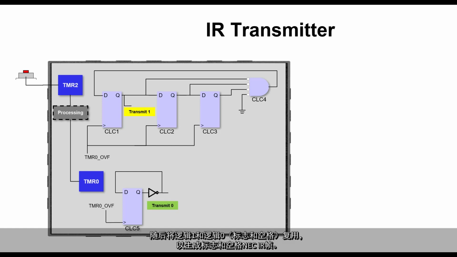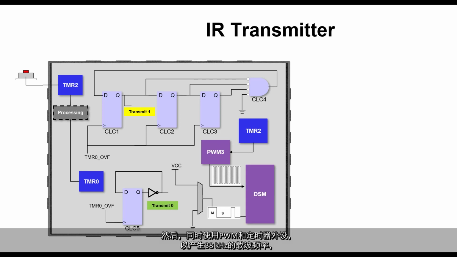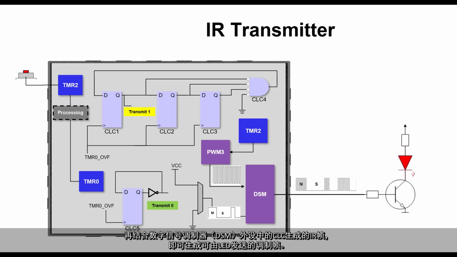The logical 1s and 0s, or marks and spaces if you recall, are then multiplexed to produce the mark and space NEC IR frame. A PWM and timer peripheral are simultaneously used to generate the 38 kHz carrier frequency, which is combined with the CLC-generated IR frame in the digital signal modulator or DSM peripheral to produce the modulated frame, which is transmitted by the LED.